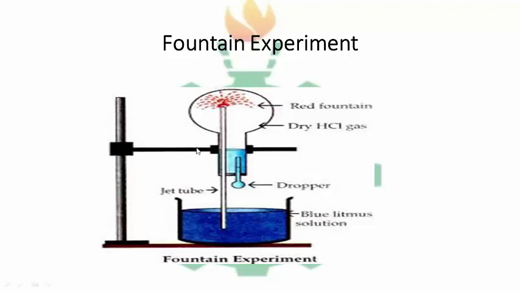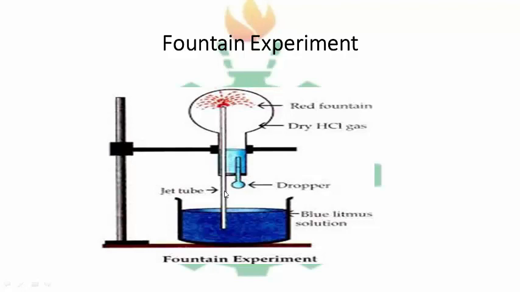You can see this is a gas jar which has a cork that has two openings, one for the jet tube, and the jet tube is directed into the blue litmus solution as you can see in the diagram. We also have the other opening for the dropper. This dropper is used to add water into this region containing the dry hydrogen chloride gas. When the water is added to the dry hydrogen chloride gas, the blue litmus solution is forced through this jet tube.